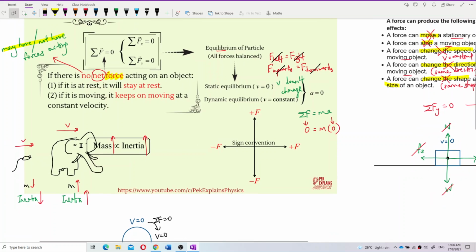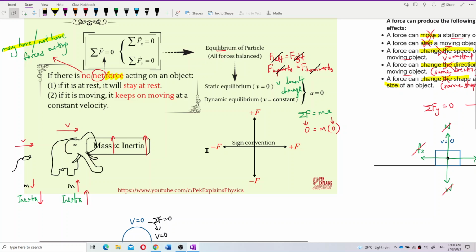Because the elephant has a big mass, it tends to keep on moving at a constant velocity. Because it has very high inertia, it is very hard to stop it from moving. Also, if you want to move the elephant from a stationary condition, it is also harder compared to the mouse. The mouse you can just kick and it flies off to the sky. But the elephant, how are you going to kick it? The elephant has such a big mass and such a high inertia, so it is very hard to move a stationary elephant.